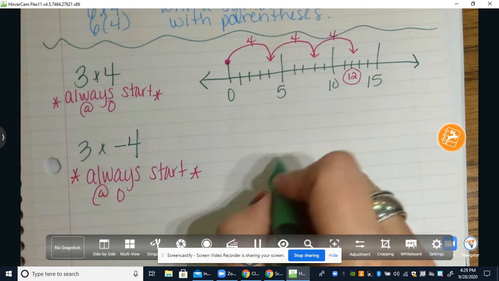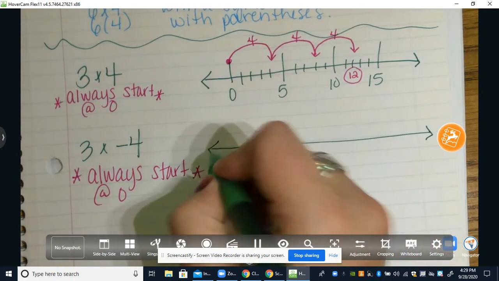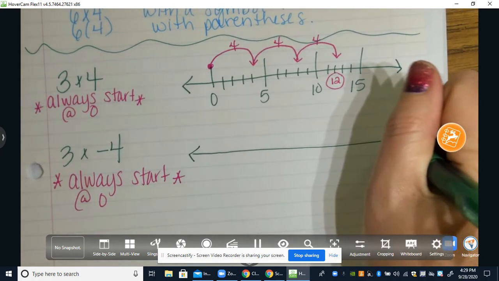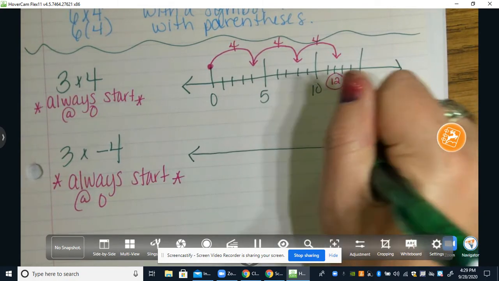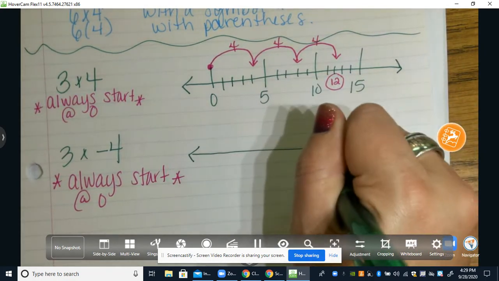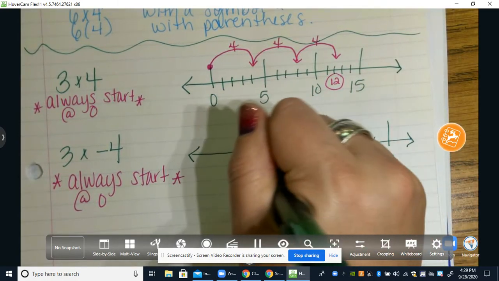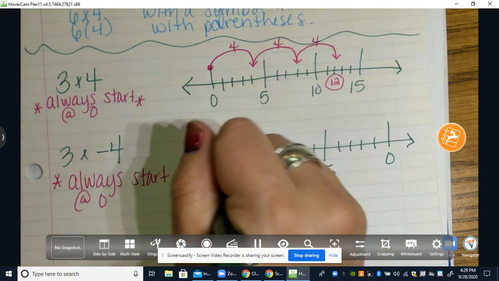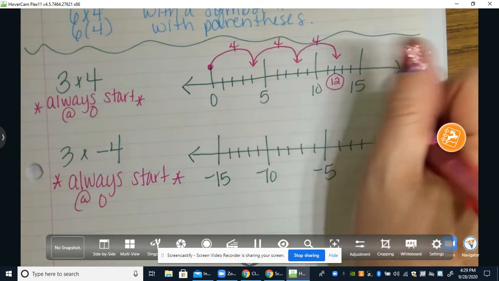Okay, again, I'm making a blank number line. Make sure I put my arrowheads, because it continues on. And I'm going to put my 0 in the back here to the right. 0, 1, 2, 3, 4, -5. 1, 2, 3, 4, -10. 1, 2, 3, 4, -15. All right, and I always start at 0.